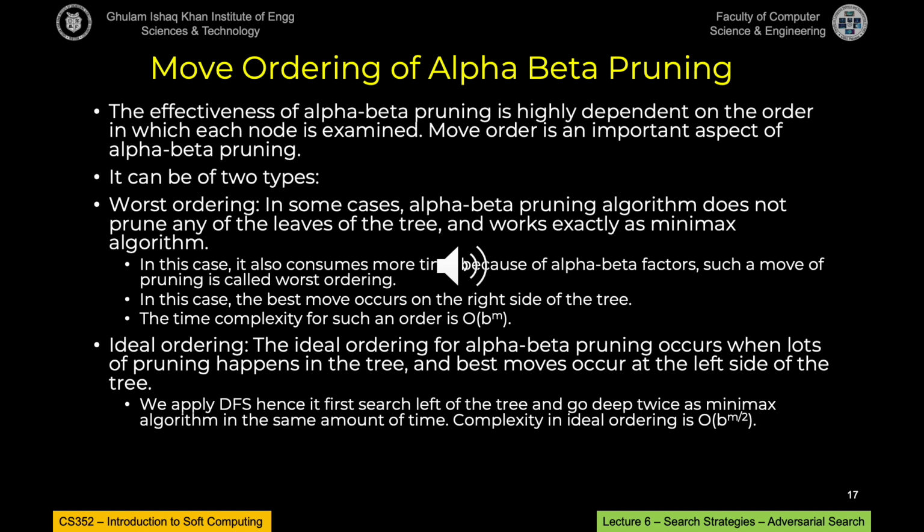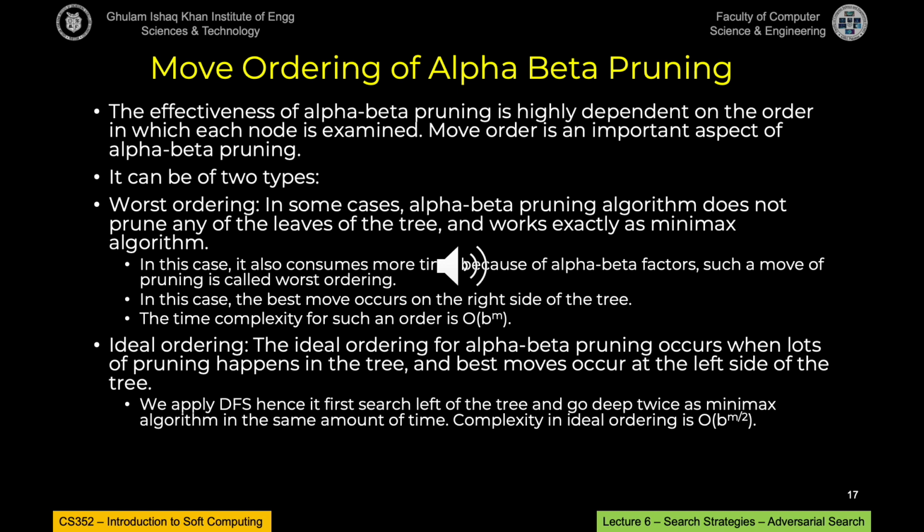So while we were discussing the alpha beta pruning, you must have noticed that the move ordering of alpha beta pruning is extremely important, and the effectiveness of alpha beta pruning is highly dependent on the order in which each node is examined. The move order is an important aspect of alpha beta pruning. The move order can be of 2 types essentially. One is called the worst ordering and the other is called the ideal ordering.